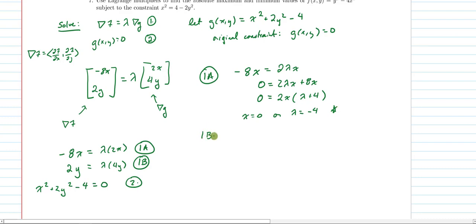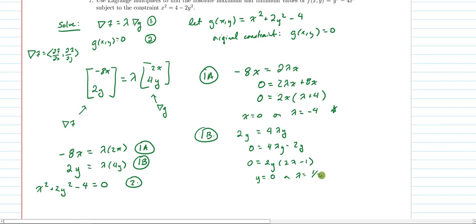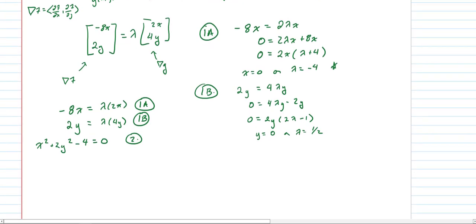Then if we look at equation 1b, similarly we can rewrite this. So we get 2y is equal to 4 lambda y. And if I take all the terms over to one side, this is what we end up with. And we can factor a 2y out of that, leaving us with 2 lambda minus 1. This gives us two solutions as well. Either y is equal to 0 or lambda is equal to 1/2. Okay. Now, given these bits of information, we may be able to now go through and solve our system entirely.